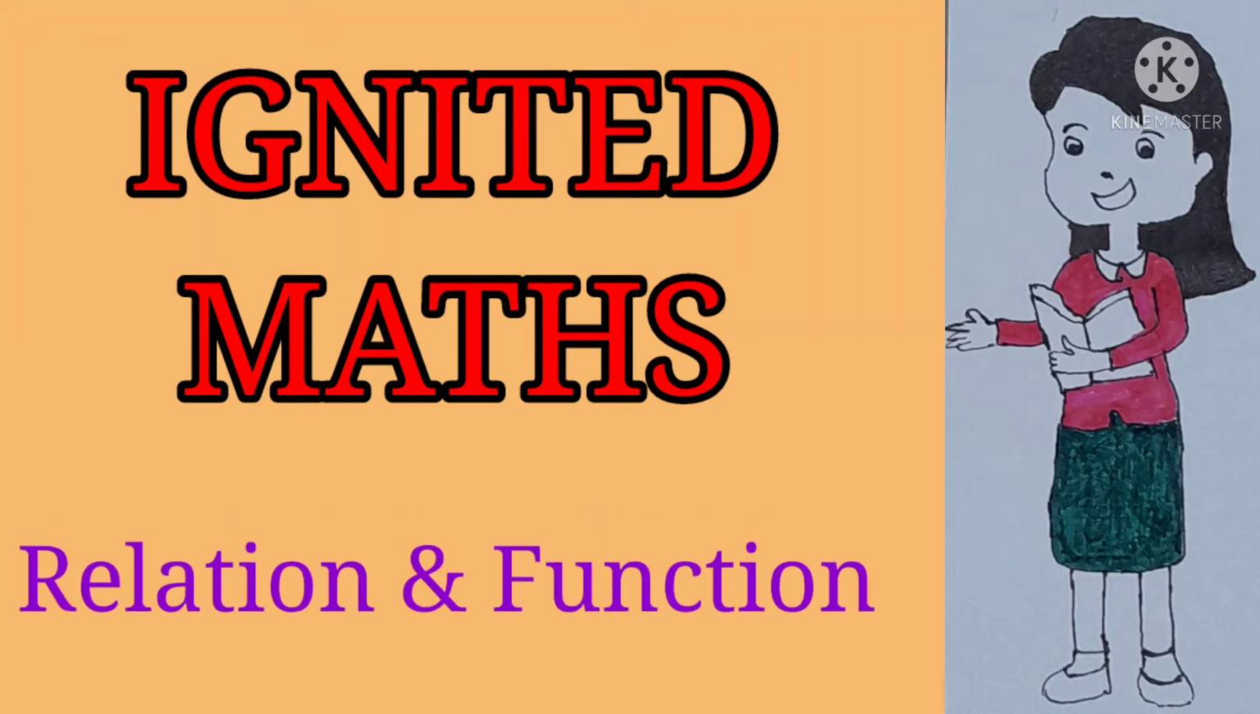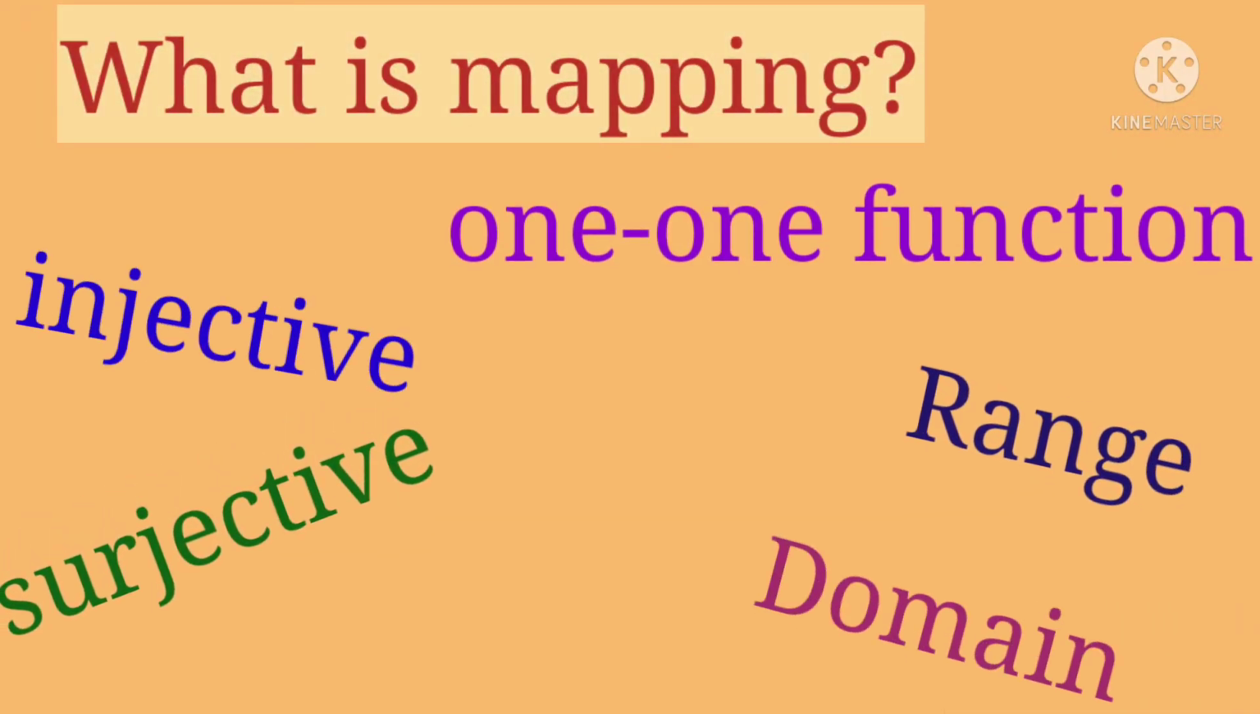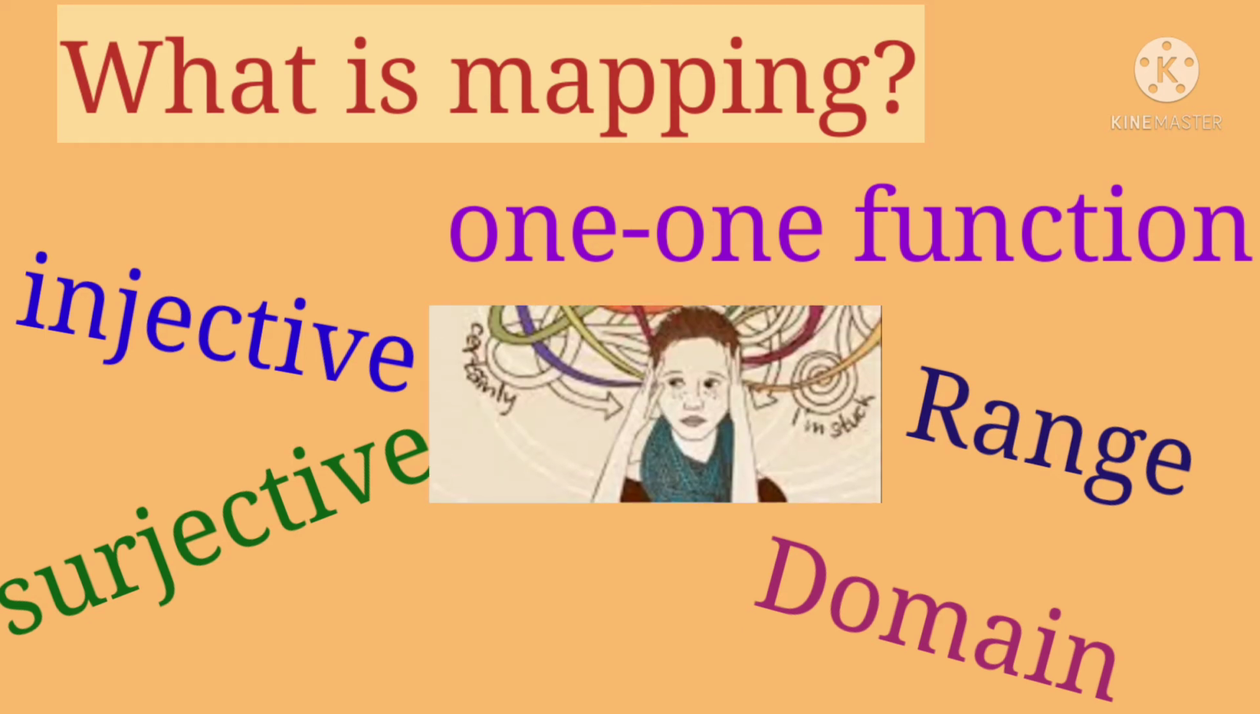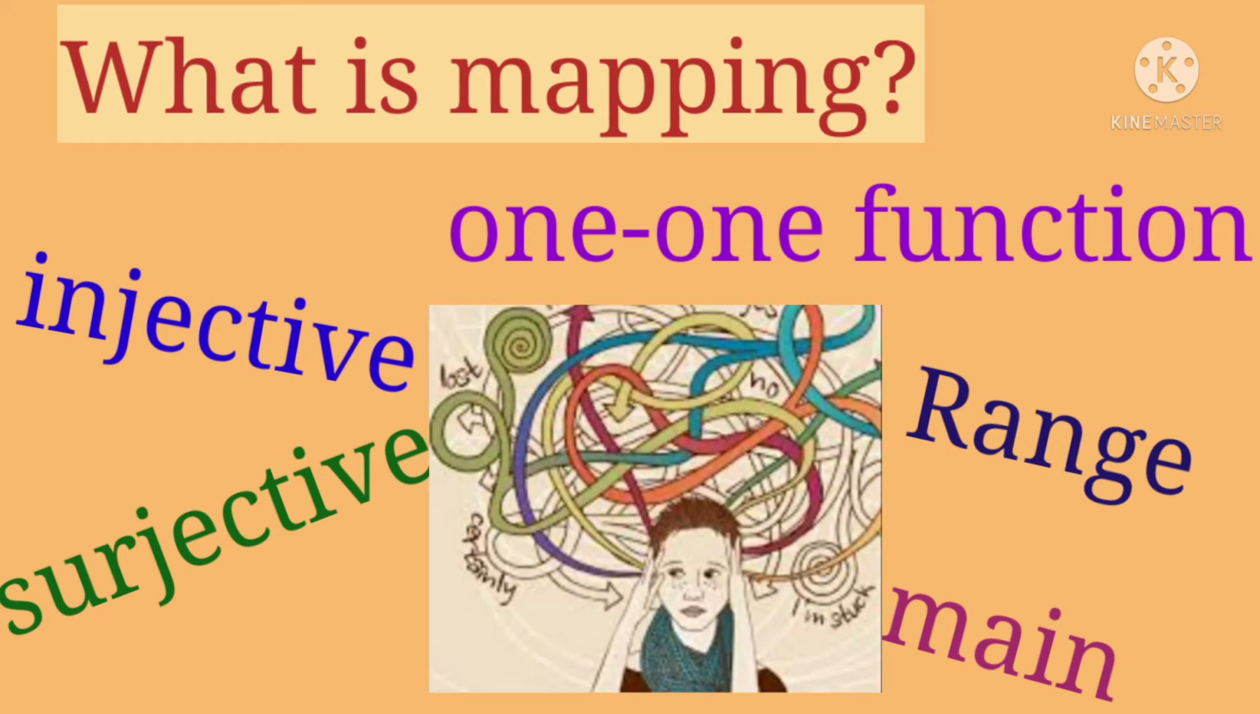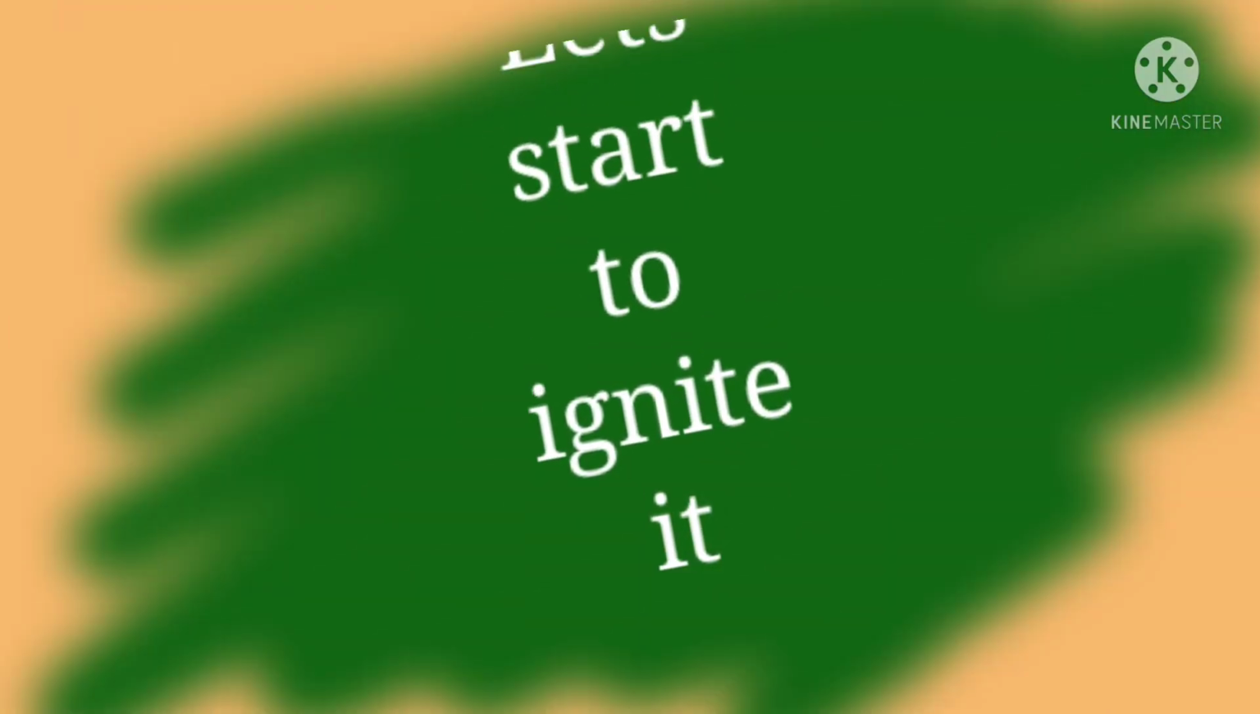In this video, we are going to clear the concept of relation and function. What are mapping, domain, and codomain? What are one-one function and onto function, and why are they named injective and surjective? All these concepts we are going to clear in just one video. Let's start to ignite it.